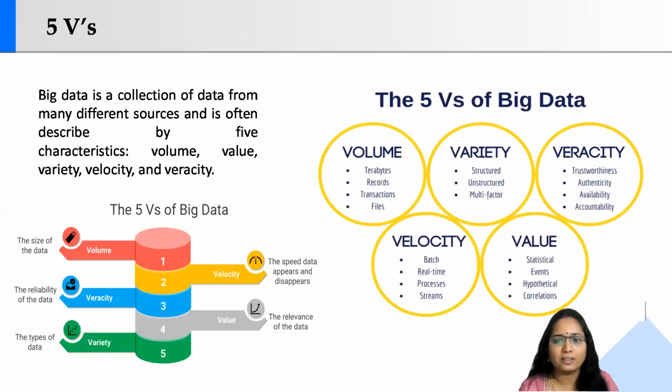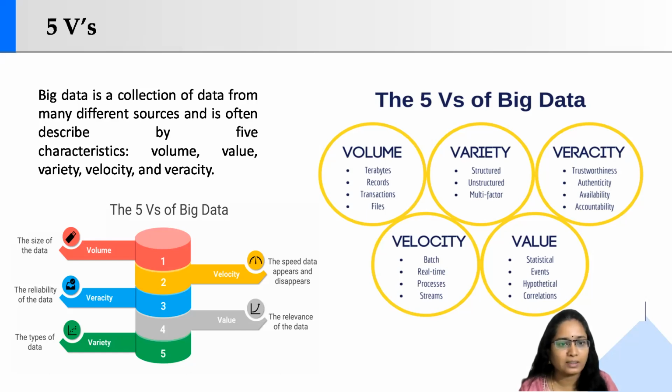So what are the 5 V's? Big data is collected from many different sources and it's often described by 5 main characteristics: volume, value, variety, velocity and veracity. So what are the 5 V's?